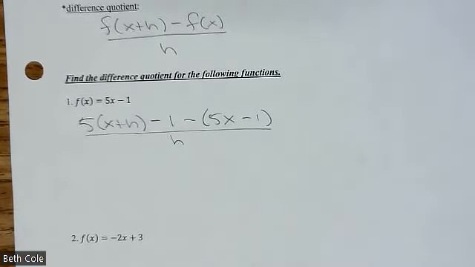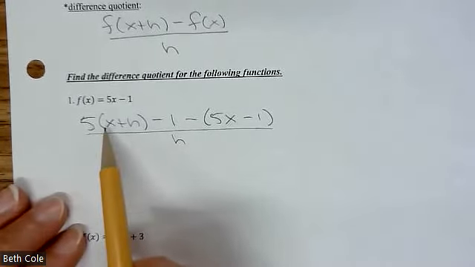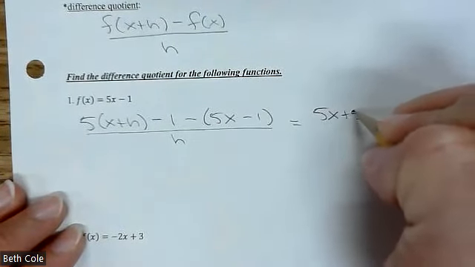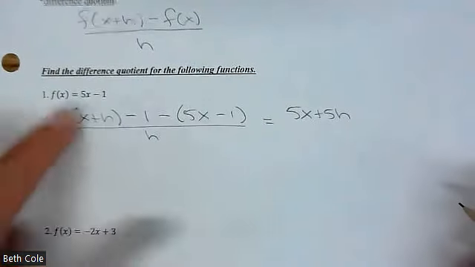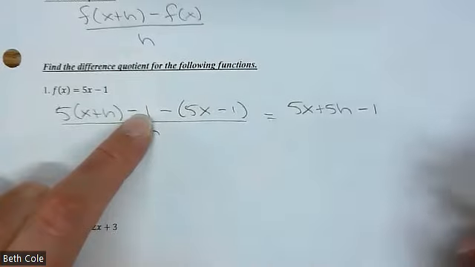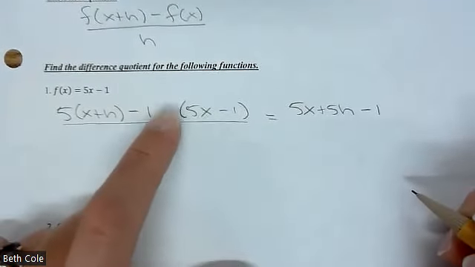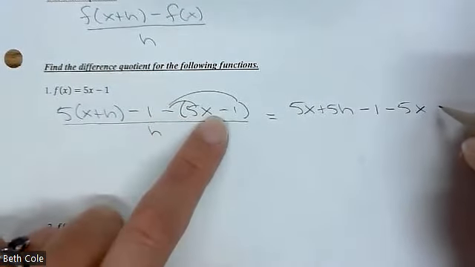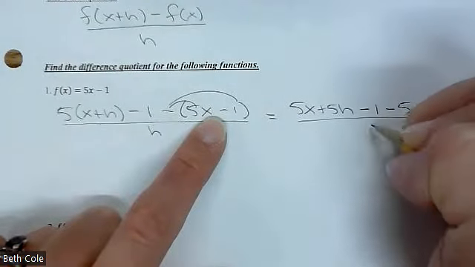Okay. Now we're going to do some algebra. What do we do with this 5? Distribute. So that's going to give us 5x plus 5h. And then minus 1. And then what are we going to do with this negative? Distribute it. So it's going to negate everything. Minus 5x plus 1 all over h.